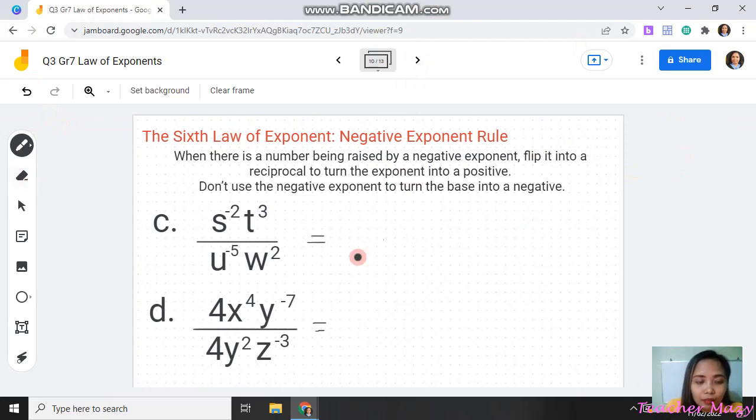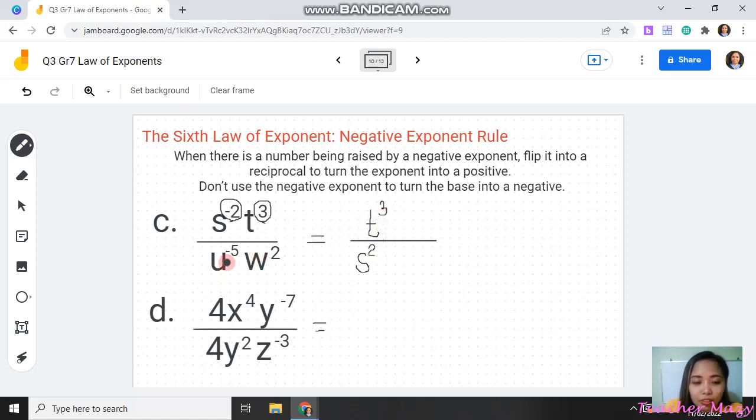Next, another example for the sixth law of exponents. So we have s, negative 2 yung kanyang exponent. So ilagay lang natin siya sa baba, and then its exponent becomes positive. And then since t ay positive na ang kanyang exponent, let's leave that there. Hindi na natin siya ilalagay sa baba, since positive na yung kanyang exponent.